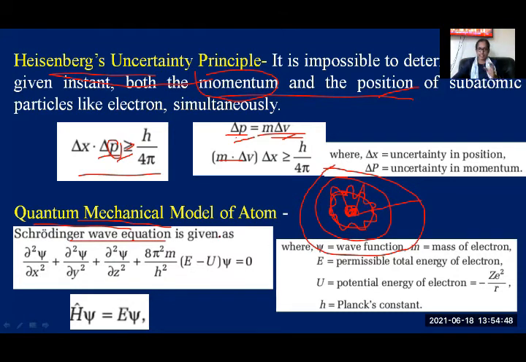Okay, and this Schrodinger has given a wave equation of the electron in the case of hydrogen, and it is H psi is equal to E psi. Or it can also be written in this form: del square psi by del x square plus del square psi by del y square. In the three-dimensional equation it accounts for the x direction, y direction, z direction. It takes into account all the 3 dimensions. So this is a 3-dimensional equation for the motion of the electron around the nucleus.